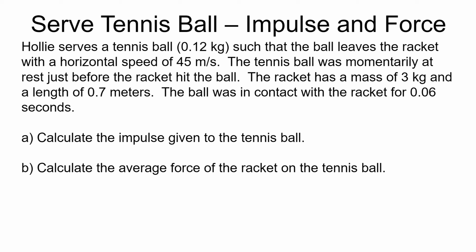We're going to assume the ball was momentarily at rest before the racket hit the ball. Holly threw the ball vertically upward, and at the top of the ball's motion, when it was at rest, not moving horizontally, not moving vertically, there the tennis racket hit the ball. The racket, just to give you some more data that you decide what to do with, has a mass of 3 kilograms and a length of 0.7 meters.